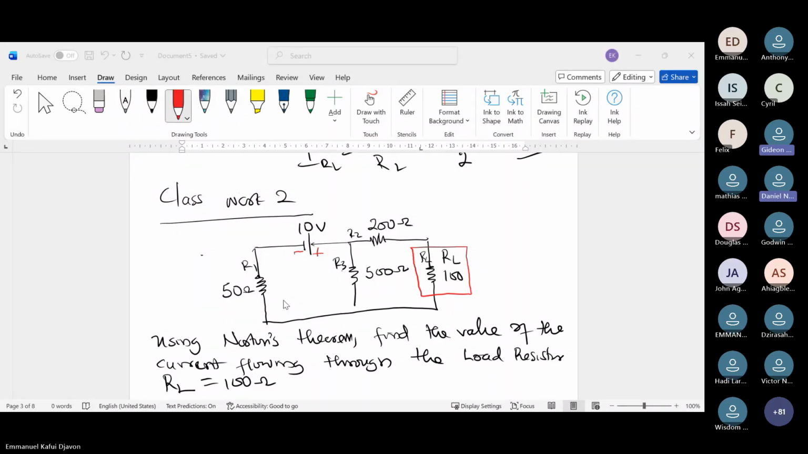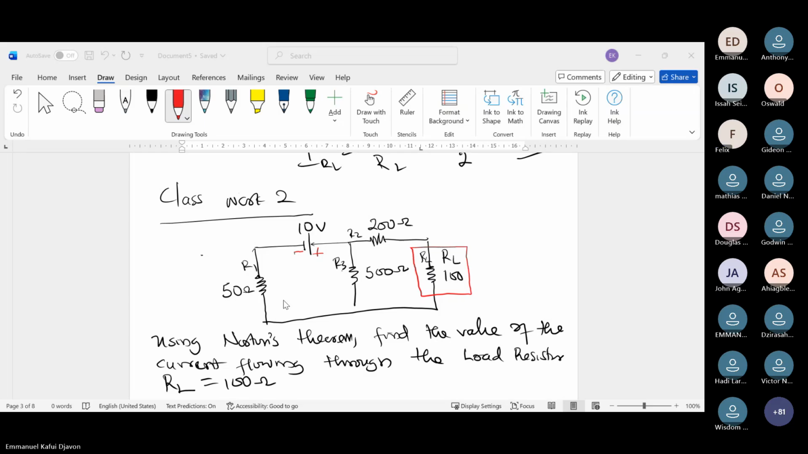Actually, you have to solve R3 and R2 in parallel. Yes, that's what I mean. So let's deal with that one. We're going to solve R1 and R3 in parallel, and we add the 200 ohm to it.